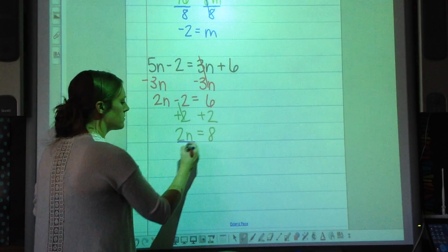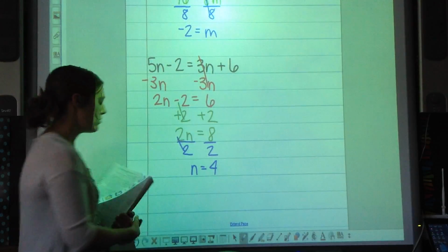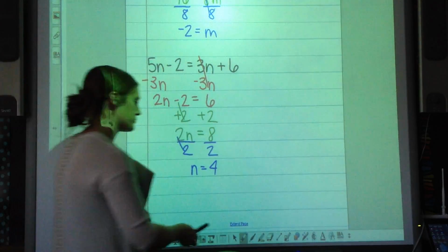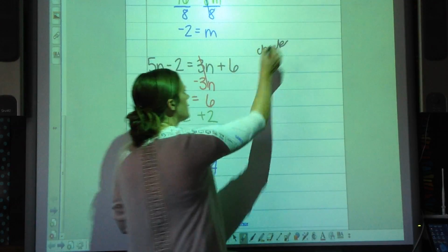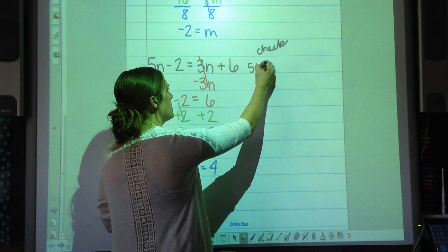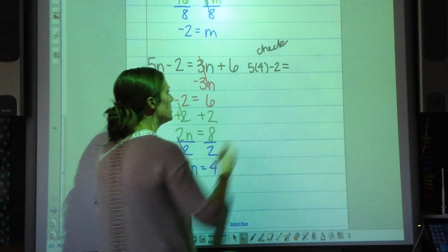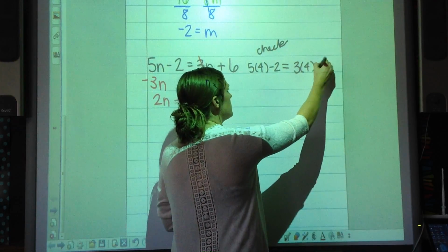And divide. Okay, check to see if you have an answer of 4. I'm going to check to see if our answers are right. Every time I see n, I plug in 4. 5 times 4 minus 2. Does that equal 3 times 4 plus 6?